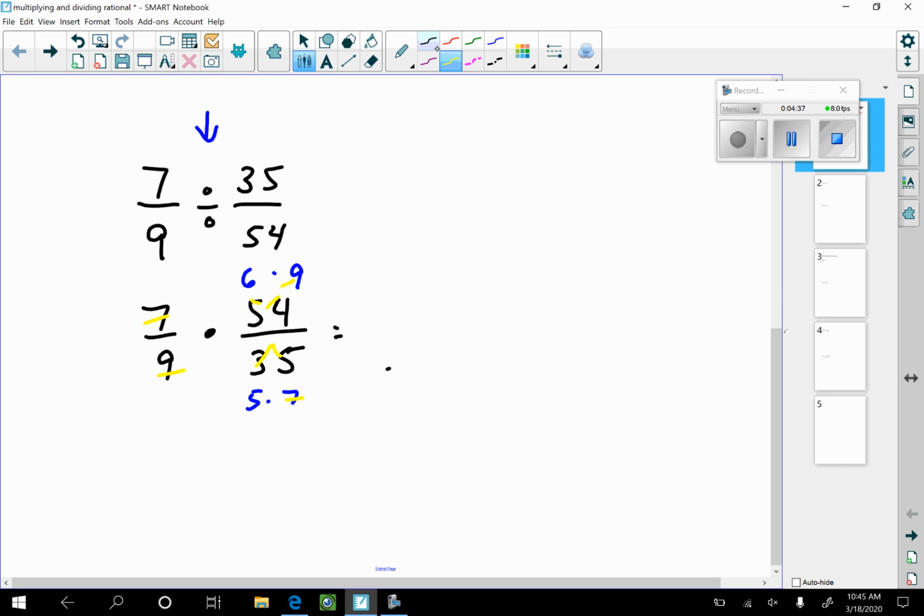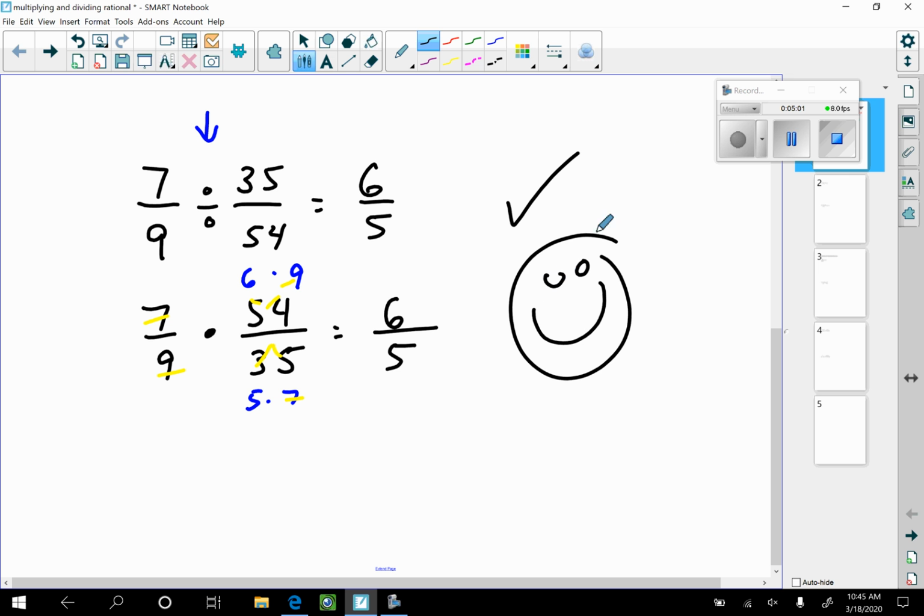So what do I have left on top? I have 1 times 6 times 1, which is 6. What do I have left on bottom? 1 times 5 times 1 is simply 5. So 7/9 divided by 35/54 is equal to 6/5. Easy peasy, lemon squeezy. Oh yeah.